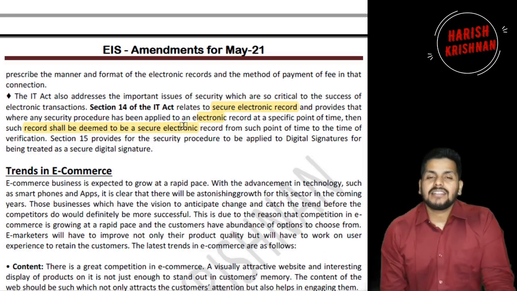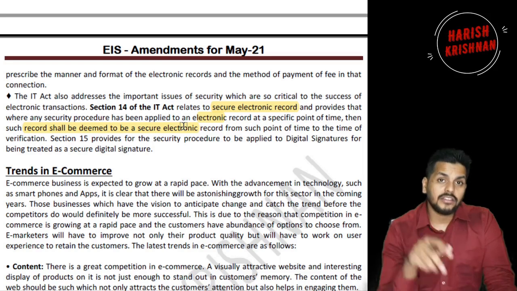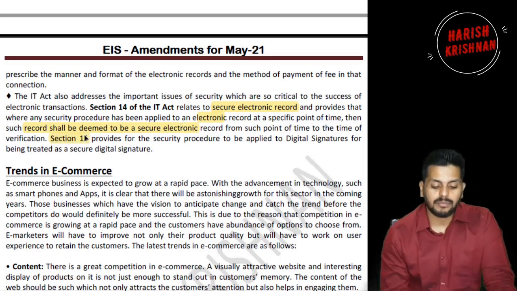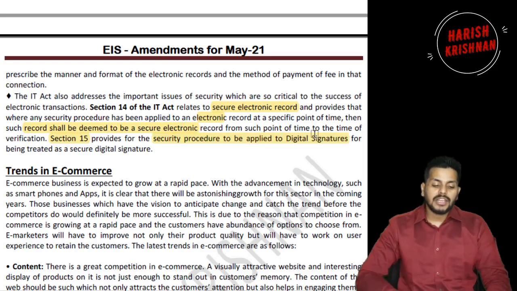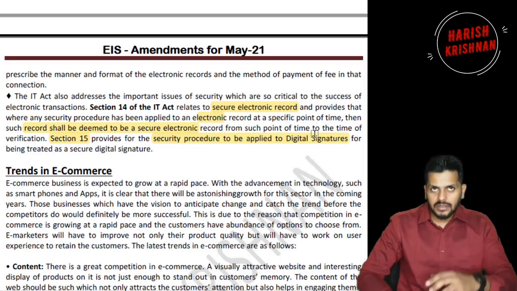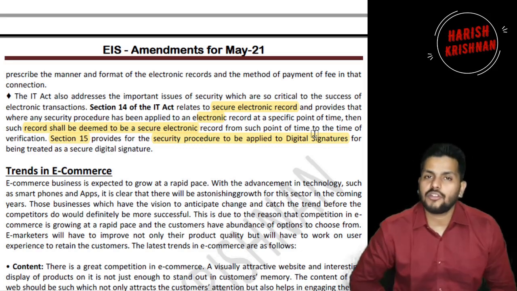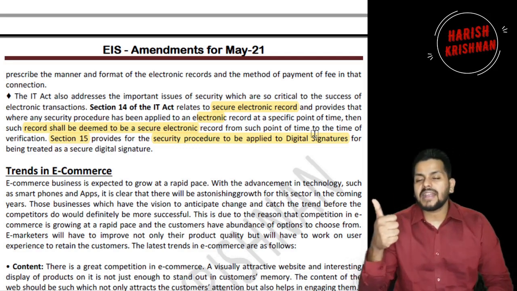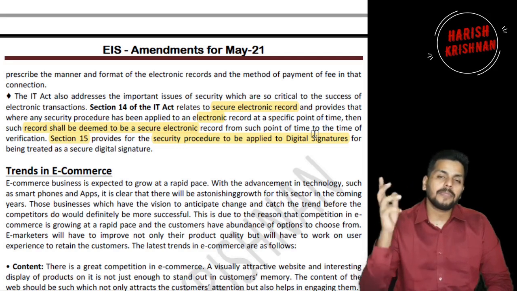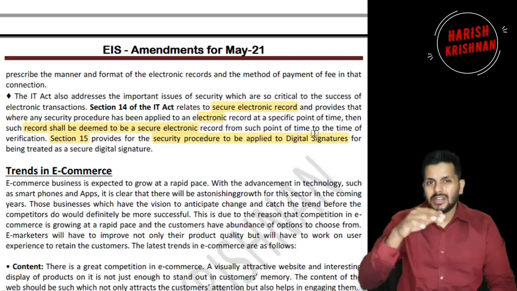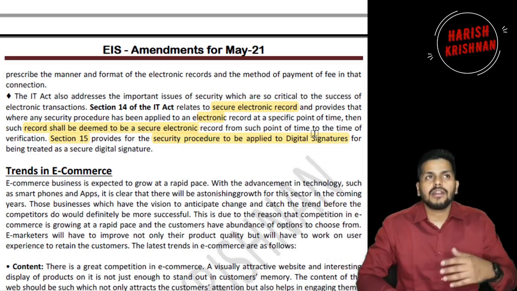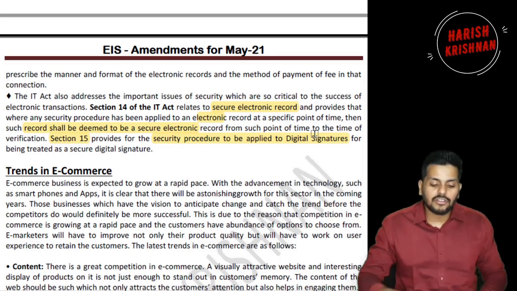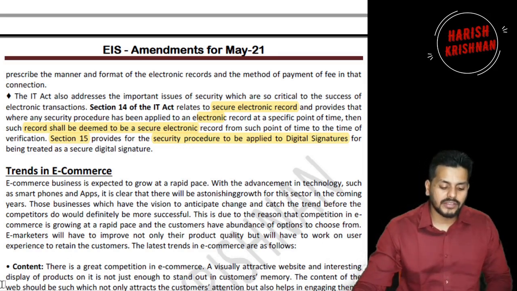And for digital signatures, whatever is being used, you should use secure digital signatures. Section 15 provides for the security procedure to be applied for digital signatures. So 14 and 15 both are security related sections. 14 is for secure electronic records, any electronic record. That's why bank statements, credit card statements, whatever come, will have a password, such as the first 4 letters of your name followed by date of birth or something like that. So definitely they have to be secured like that. It's a secure electronic record, and whenever we are using digital signatures, they should also be secure. And for using a secure digital signature, section 15 prescribes the procedure.